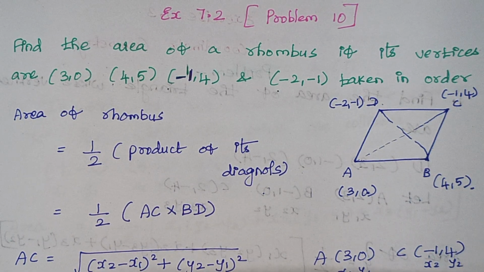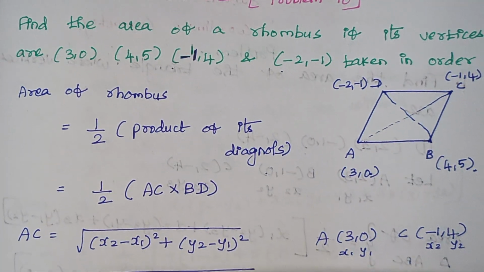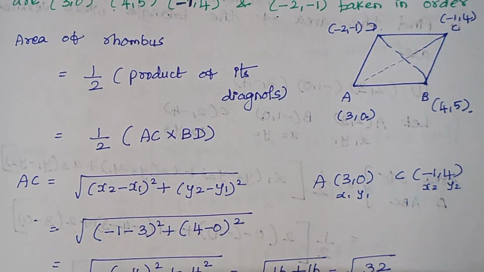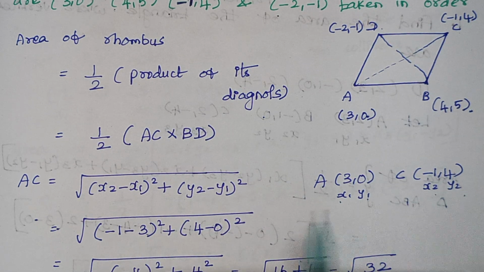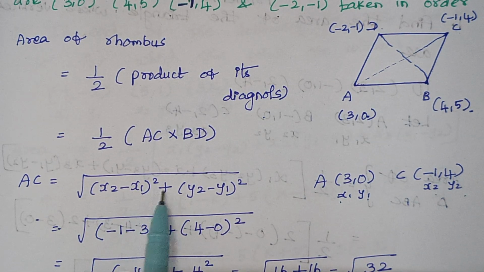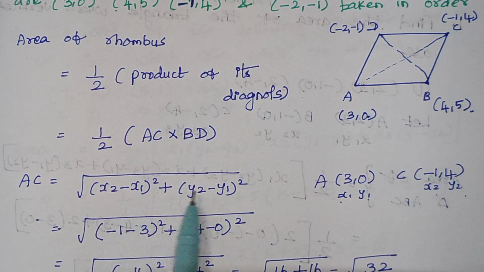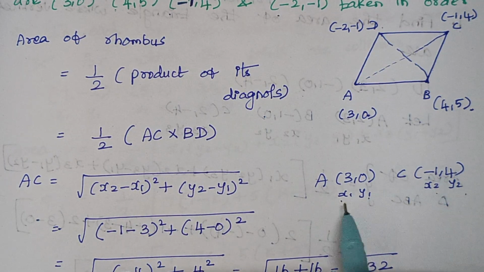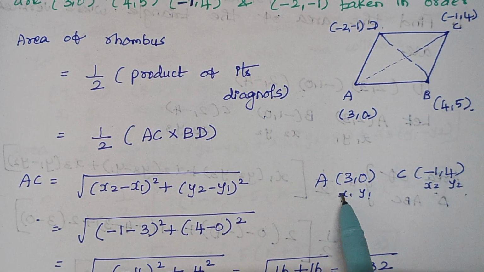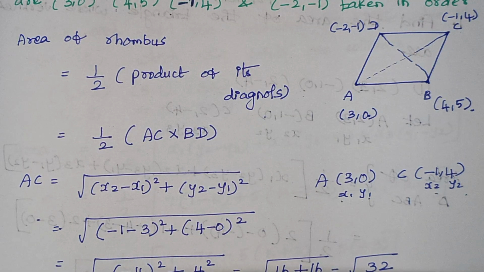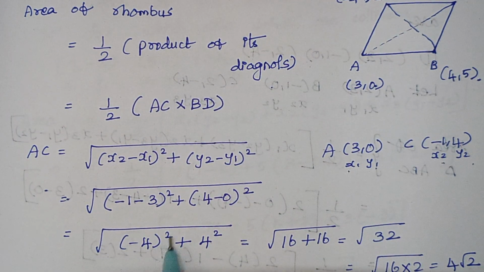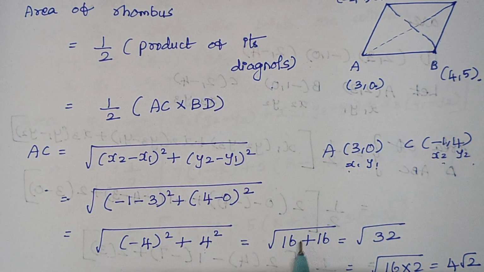So here A is (3, 0) and C is (minus 1, 4). So here x1, y1 and x2, y2. The distance formula is square root of (x2 minus x1) whole square plus (y2 minus y1) whole square. So this is my x2. So x2 minus x1: (minus 1 minus 3) the whole square plus (4 minus 0) the whole square. Minus 1 minus 3 gives minus 4. So minus 4 square plus 4 square gives 16 plus 16, which is root of 32.